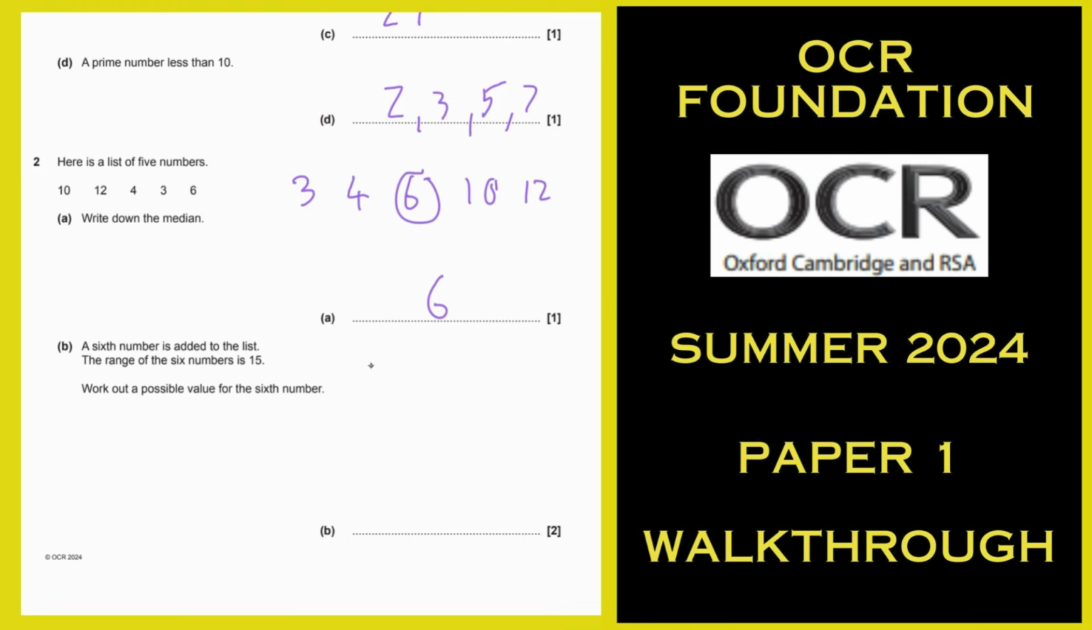A 6th number is added to the list. Now, most people will assume it's added to the right-hand side, and therefore you add 15 onto the 3 to get 18. Could also be down here. Doesn't say all the integers are positive, so another acceptable answer would be to subtract 15 from 12, and you get the other correct answer of -3.